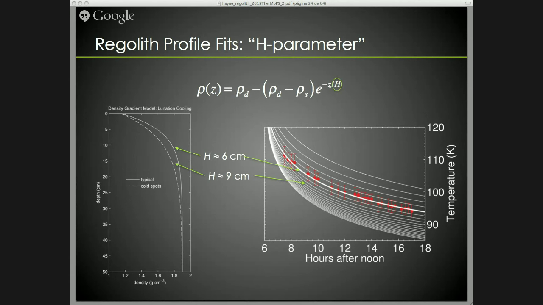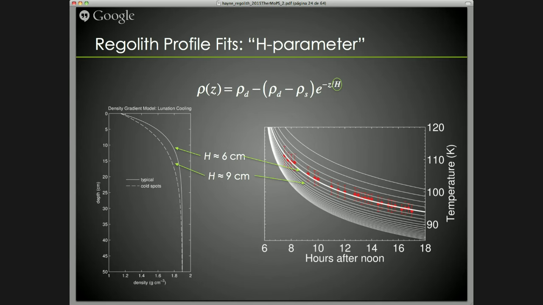And we allow this H parameter to vary, which is shown. So a set of curves here for different H values are shown, and the red data points are one point on the lunar surface that we've fit with, in this case, an H parameter of 6 centimeters. And this is what those profiles look like.